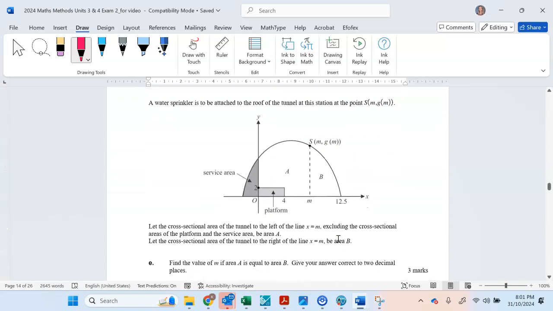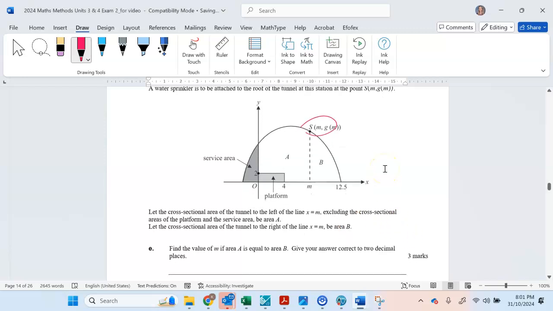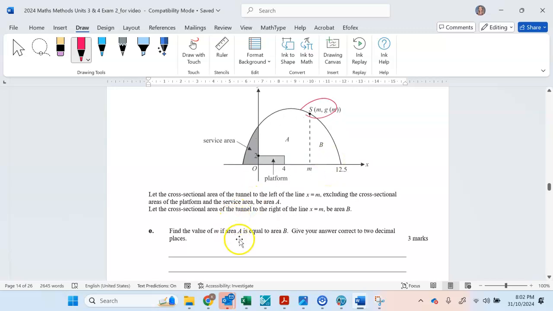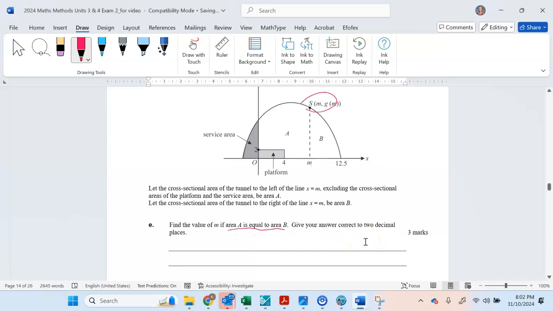Part E, a water sprinkler is to be attached to the roof of the tunnel at this station at point S. All right, so here, let the cross-sectional area of the tunnel to the left of the line X equals M, excluding the cross-sectional area of the platform, be area A. All right, so it's drawn it for us, which is good. Let the cross-sectional area of the tunnel to the right be B. Find the value of M if the area of A is equal to area B. Give your answer correct to 2 decimal places.